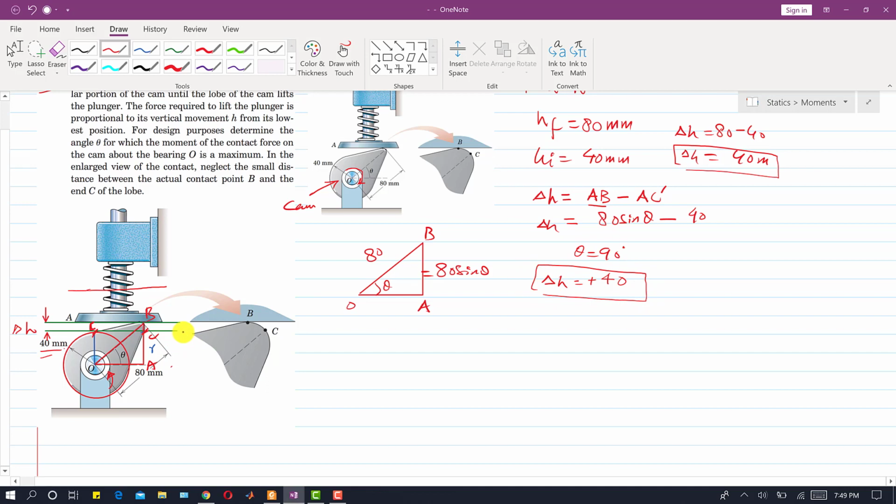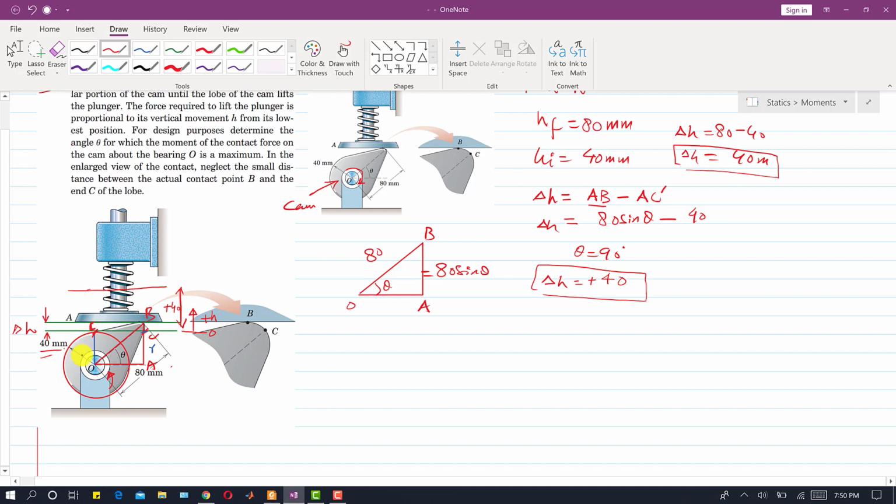So let's assume that this is our origin and this is the positive h direction, right? So if I say that this is positive h and this is the origin, this means that when the cam is rotating counterclockwise, from this origin it will travel how much distance? It will travel plus 40 mm distance, right?